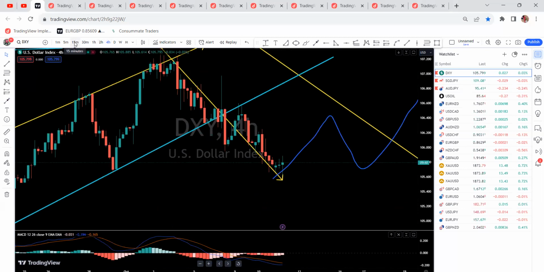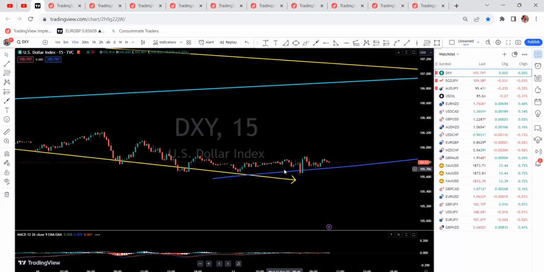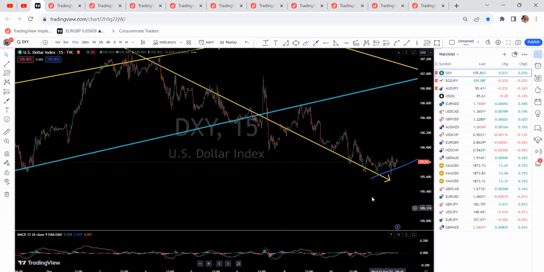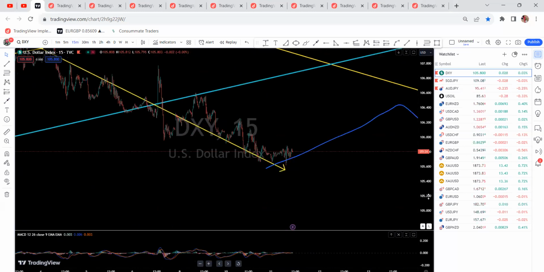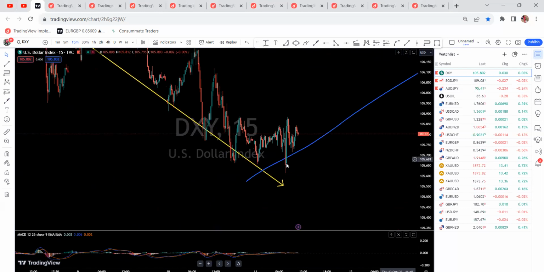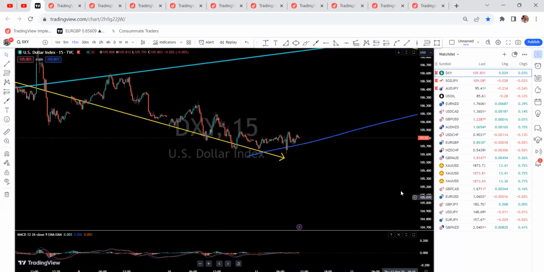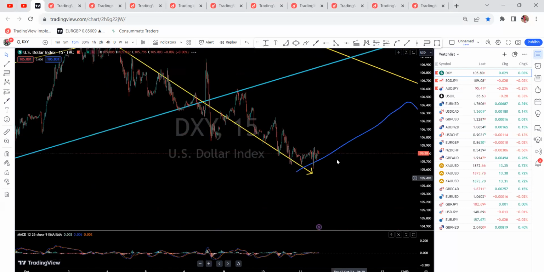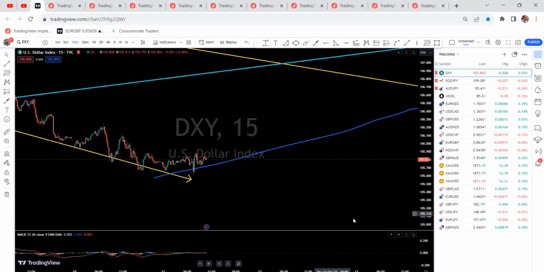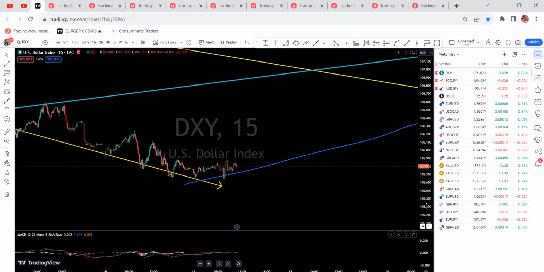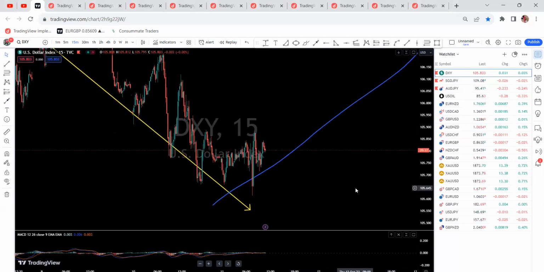So let's take it to 15 minutes so that you can see clearly what the market is doing. Do you see that choppy move? This is the choppy move. So the market wants to go down. It can still go more down, or continue up before going down. That is what we're expecting to see from DXY.